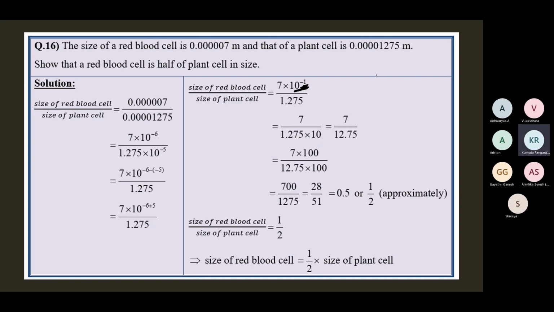Using the same rule, children, how do you write the equivalent? What is 10 to the power -1? It's the reciprocal of the base and negative of the power. So 1 by 10. 10 to the power -1 is 1 by 10. So that's what it is. 1 by 10 into 1 by 10.